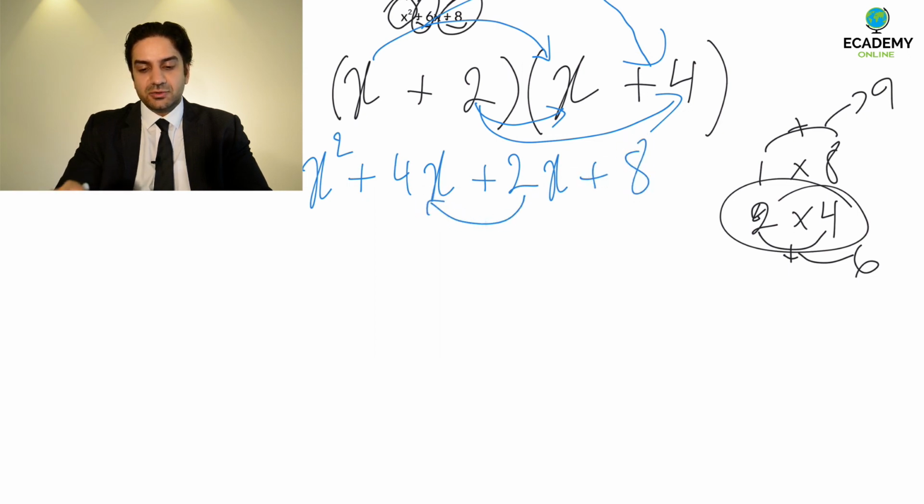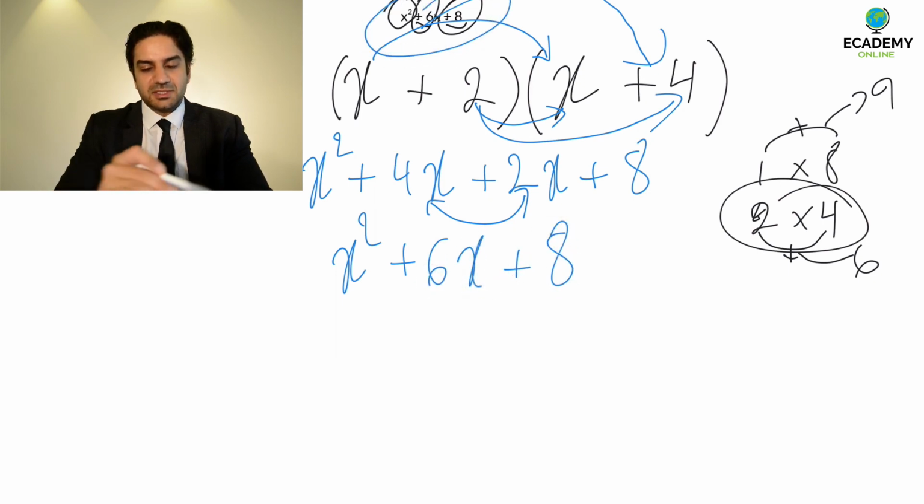If I combine the like terms, I'll end up with x squared plus 6x plus 8, which is the same expression that I had earlier.